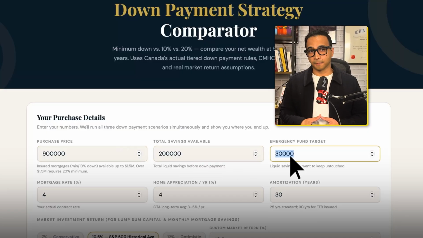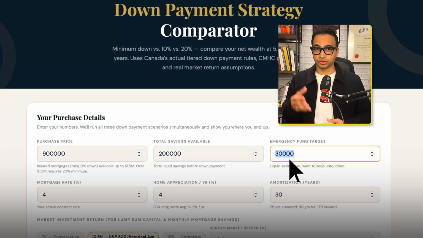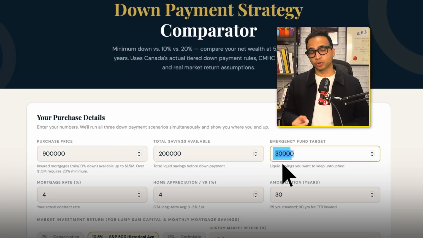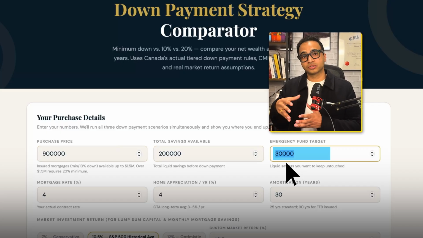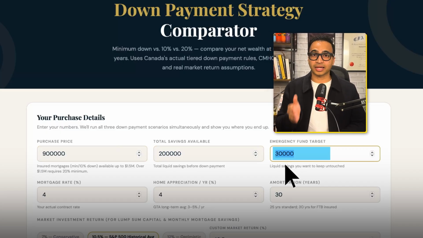Now, there is no right number here. It depends on your income stability, your age, your comfort level. I'm going to put $30,000 for this example. When you run yours, be honest about what would actually make you feel comfortable, not just technically solvent.